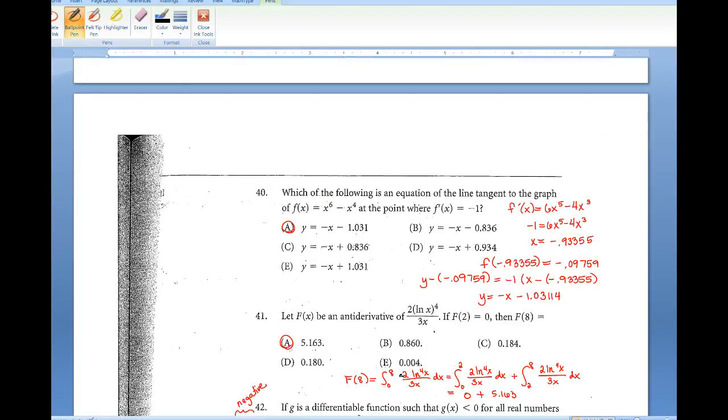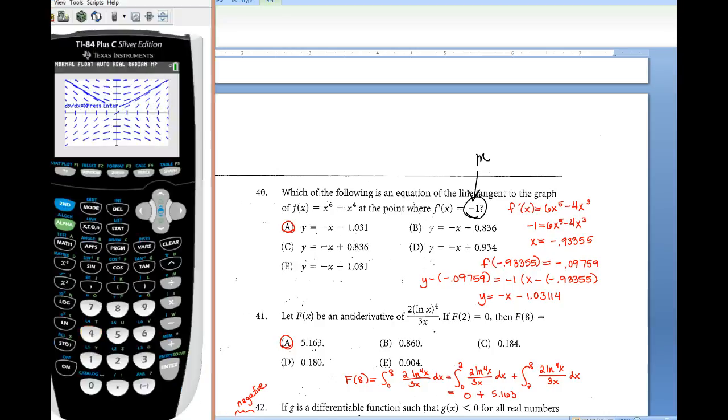Which of the following is an equation of the line tangent to the graph of x to the 6 minus x to the 4? Okay, and I know that. So I have all my work up there, but here you have the slope. I got to this part, but I couldn't find this from this, and I didn't know how to solve this. Ah, it's a calculator problem. Yes, but I didn't know what to do. I plugged it in, but I don't know how to do it here.